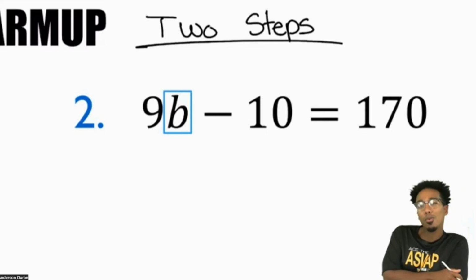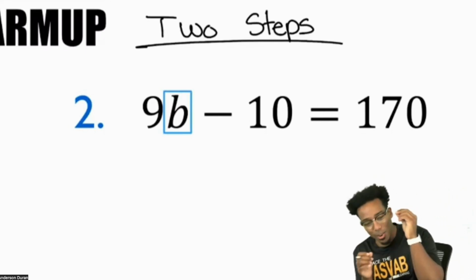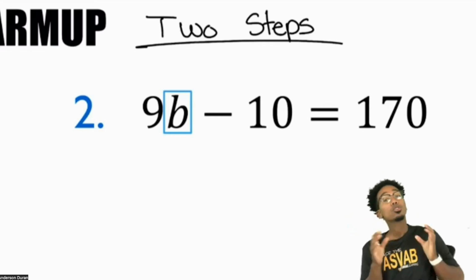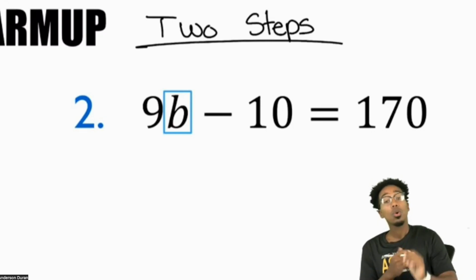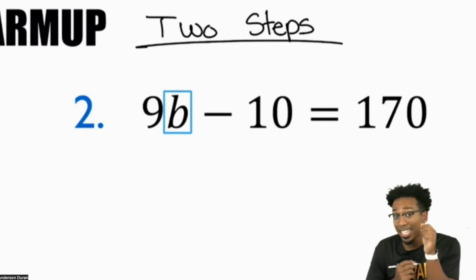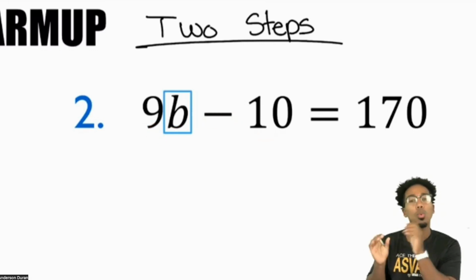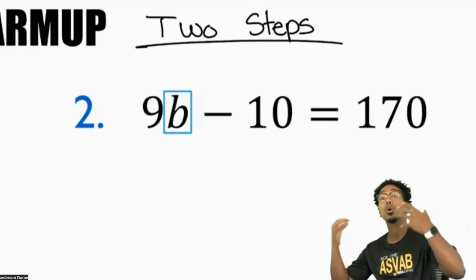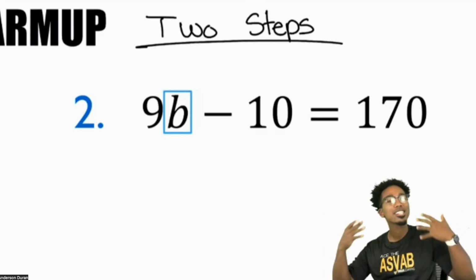Now my follow-up question is this, everybody. Remember how I was asking earlier, what is currently happening? So now here's my new question. What is the first thing that's happening to B? Is it being multiplied by 9, or is it subtracting 10? What is the first thing that would be happening to the B if we knew what it was? What does order of operations say we should be doing?